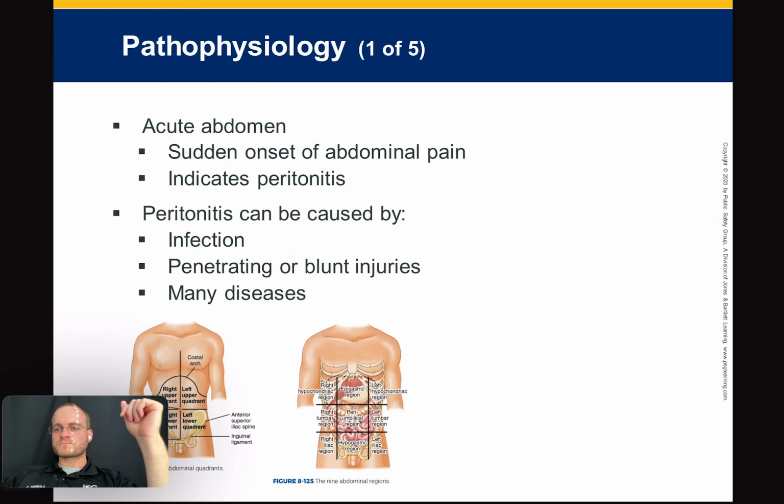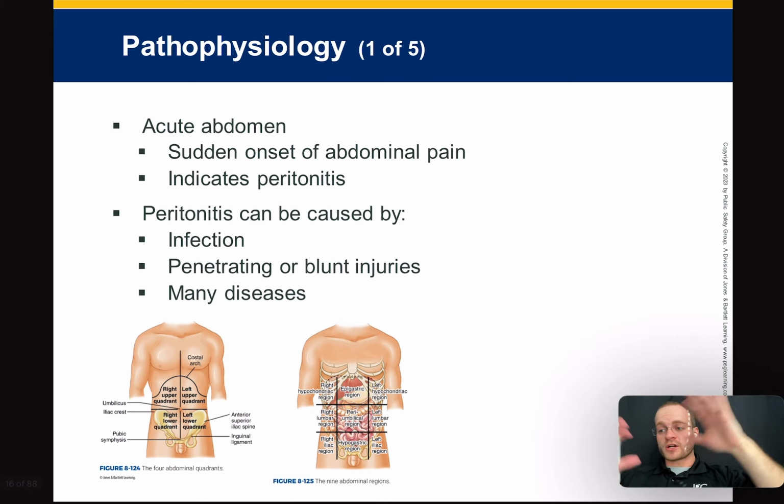All right, so let's just start talking about pathophysiology. We have this thing in EMS called the acute abdomen, right? And so this is the sudden onset of abdominal pain. And where we see this a lot is in trauma. We see this a lot in trauma, right? And so basically it can and usually will indicate something called peritonitis.